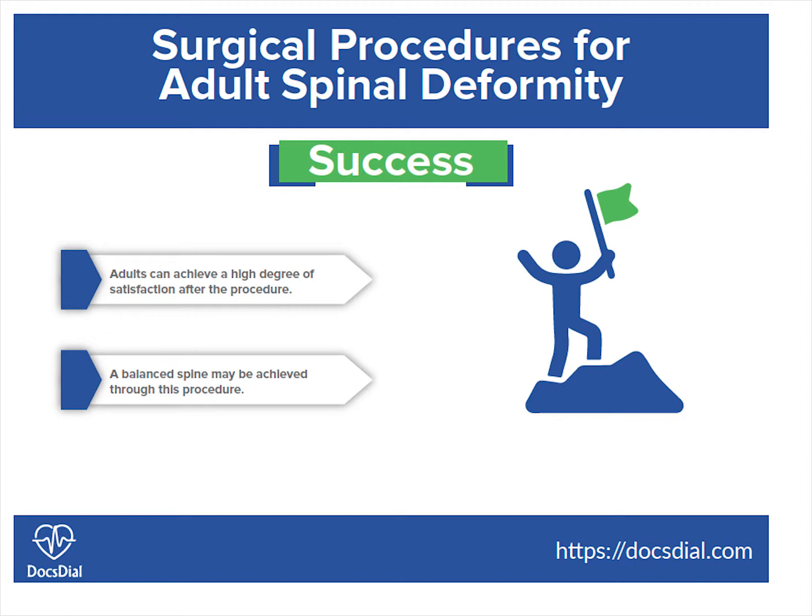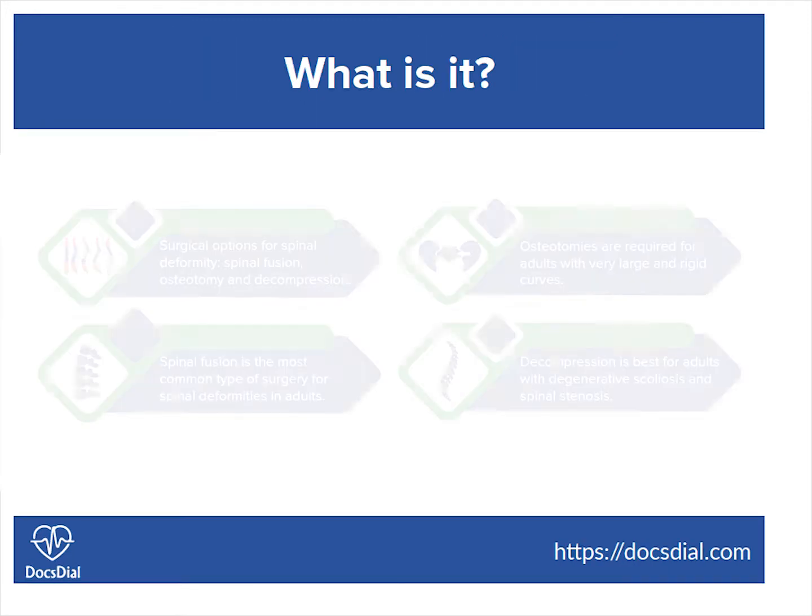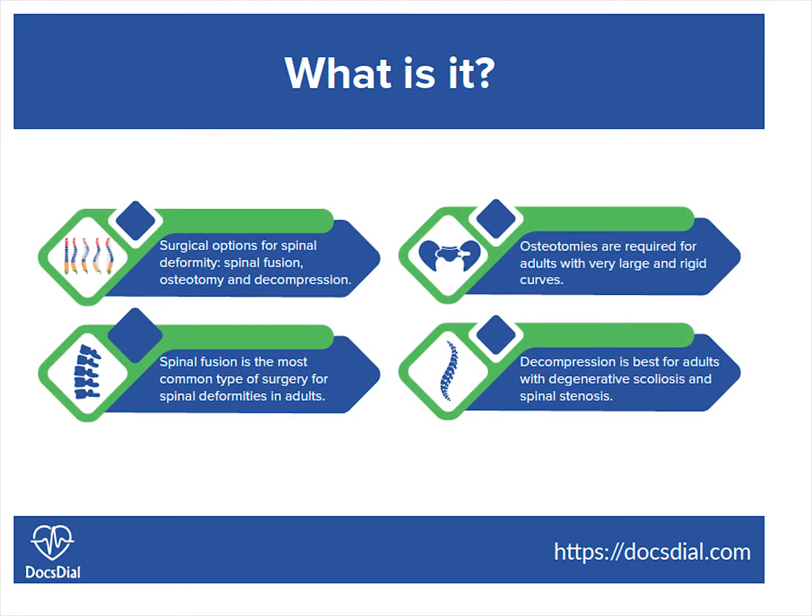Okay, so let's begin. Adults that undergo surgery and end up with a balanced spine, which means that the head is positioned directly over the pelvis front to back and side to side, can achieve a high degree of satisfaction after the procedure. Surgical options are spinal fusion, osteotomy, and decompression. Spinal fusion is the most common type of surgery for spinal deformities in adults. Osteotomies are required for adults with very large and rigid curves, and decompression is used when an adult has a degenerative scoliosis and spinal stenosis.